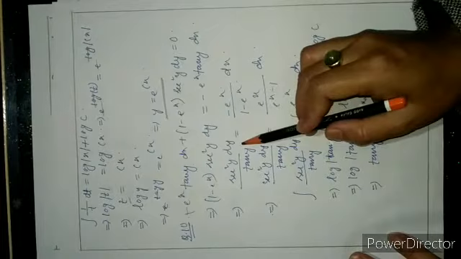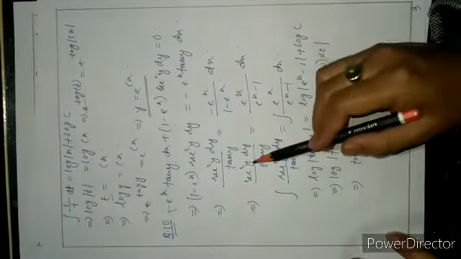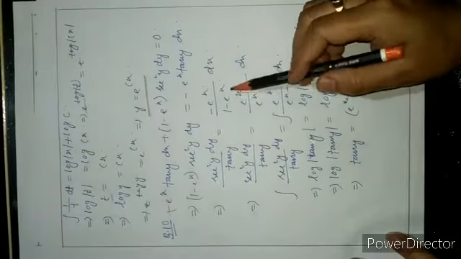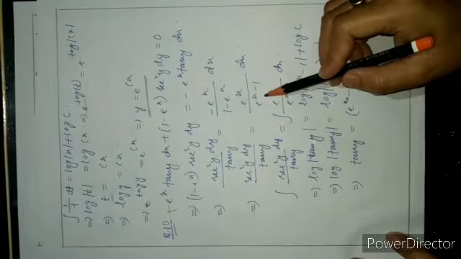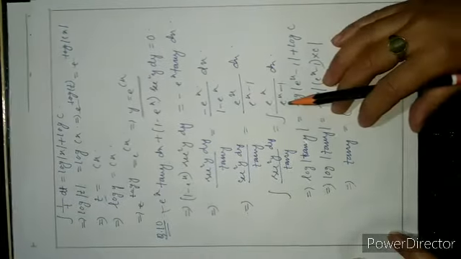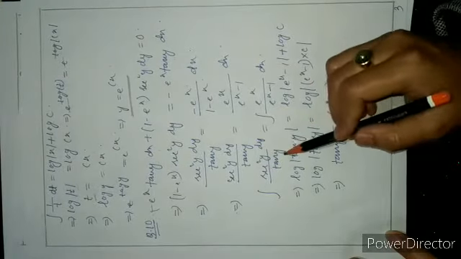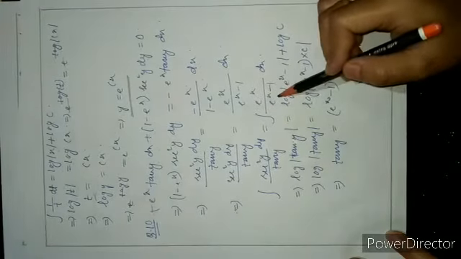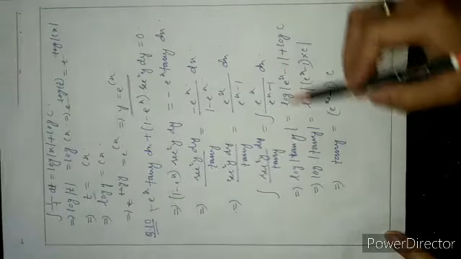We can separate the function of x and y by cross multiplication. Sec square y dy divided by tan y is equal to e to the power x, and taking the minus common, the minus becomes plus, e to the power x divided by e to the power x minus 1 dx. Integrating on both sides of the equation, integration of sec square y dy divided by tan y is equal to integration of e to the power x divided by e to the power x minus 1 dx.